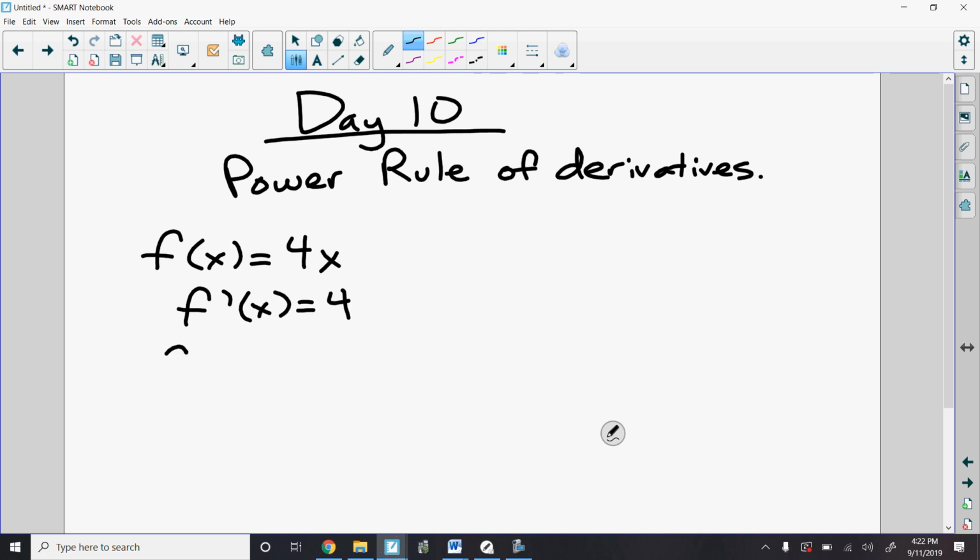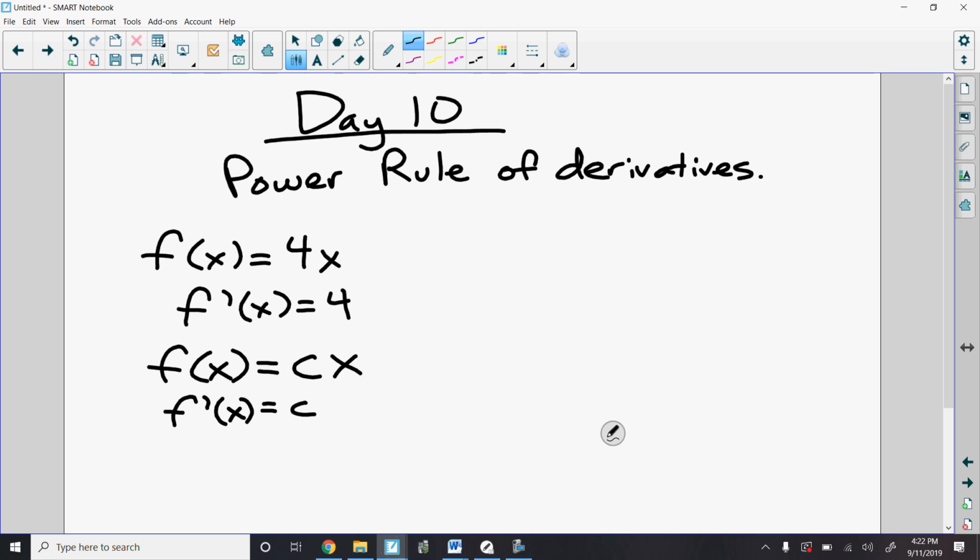So our rule is, if we have a function f of x with a constant times x, I'm letting c be a constant. So if f of x equals cx, I know f prime of x will always equal c. Anytime we have something linear, the derivative of 5x would be 5. The derivative of 20x would be 20.